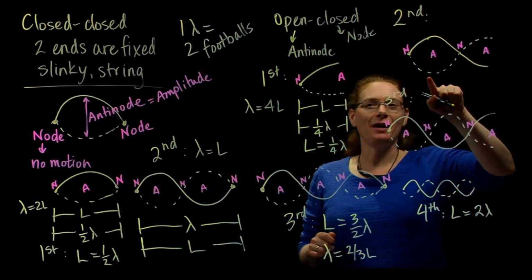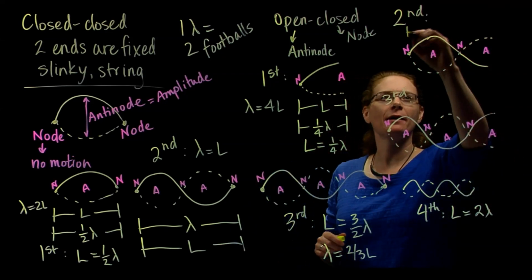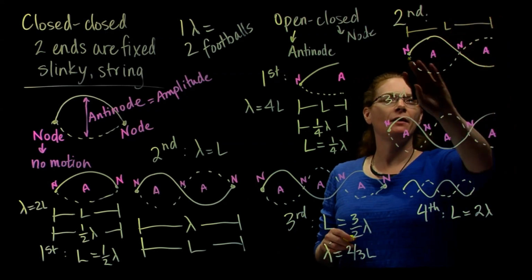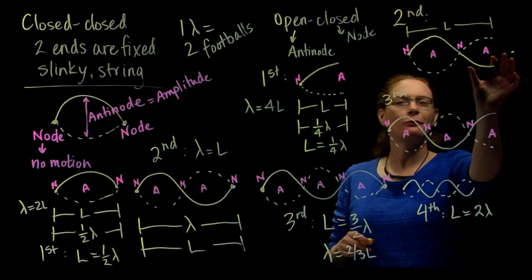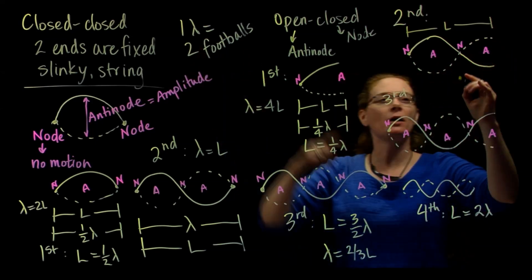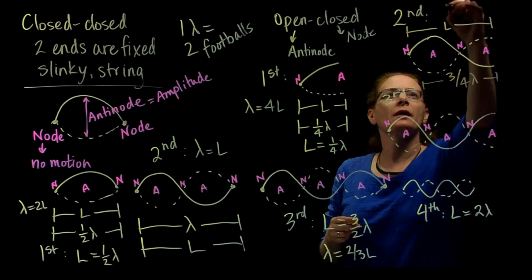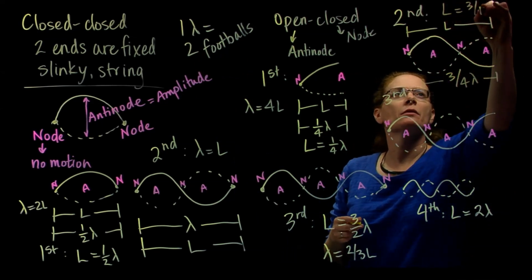For the second harmonic, we have a certain length. We know what the length of the whistle or flute is, and this is 1.5 footballs. So 1.5 footballs is 3/4 of a wavelength. So for the second harmonic, the length equals 3/4 wavelength.